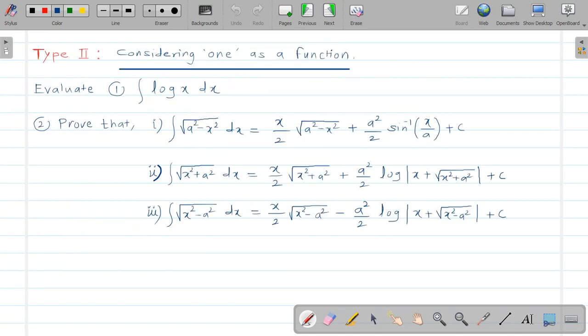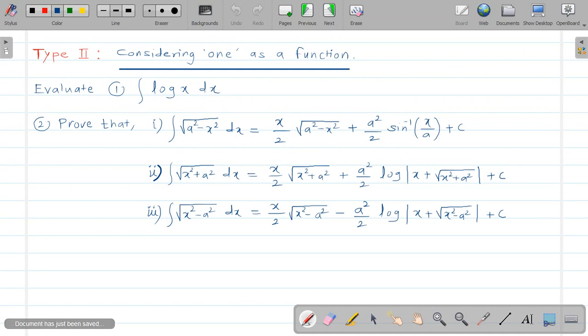Now see, in this type number 2, what are the examples? First is evaluate integration of log x dx. Here only one function is given, that is log x. But if you want to evaluate this by using integration by parts, we require two functions, u into v. So since another function is not given to you, we have to take log x into 1. We have to take the adjustment as log x into 1 dx. So you have to consider log x as one function and 1 as another function to evaluate this.